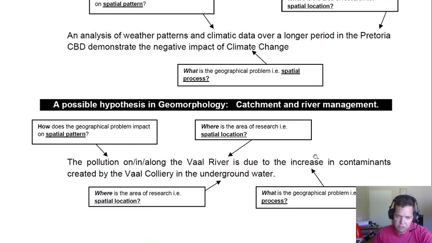A second example is of geomorphology, where the pollution on, in, or along the Vaal River is due to the increase in contaminants created by the Vaal Colliery and underground water. So again, that includes my spatial location, my spatial process, and a spatial pattern to my actual problem. And these are great because there's lots of scope for research to take place.